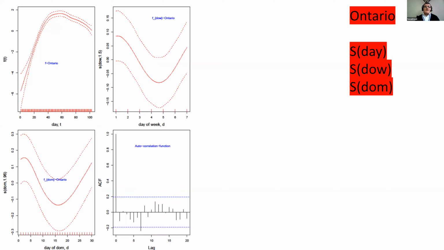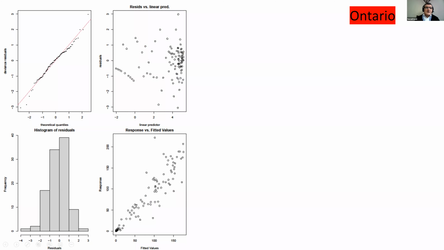Ontario day of week and day of month with 95% confidence interval, but we have 1 lag significant. The same, almost: the QQ plot is perfect, the histogram is also 90% good. The top right plot is symmetric around x equal to y equal to 0, and the other one around y equal to x is almost symmetric.